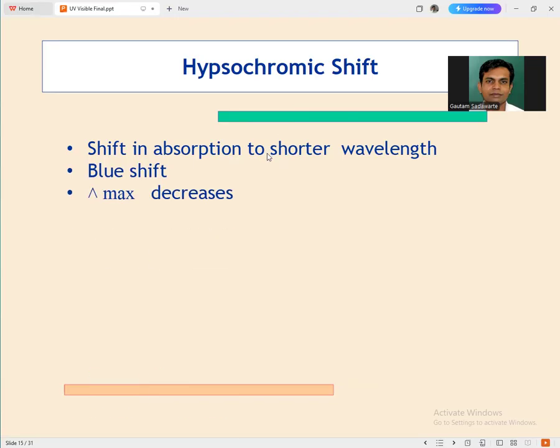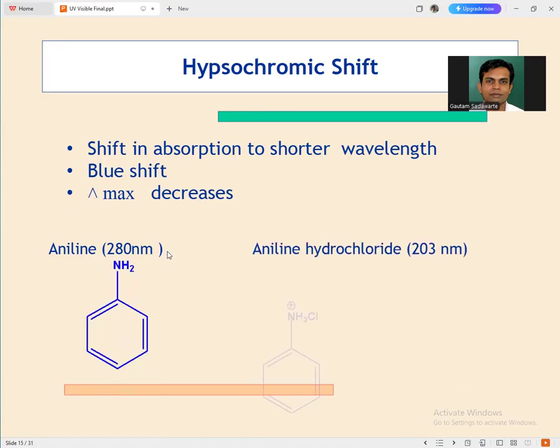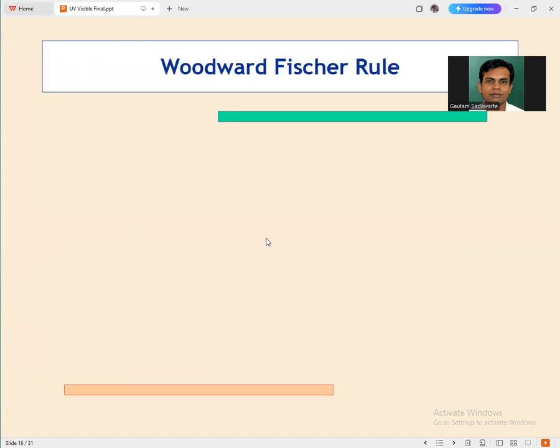In this case, the lambda max value goes on decreasing. If you see aniline, it shows absorption at about 280 nanometers. But if you mix aniline with HCl, it gets converted into aniline hydrochloride, and the wavelength goes on decreasing. It is 280 in aniline and 203 nanometers in aniline hydrochloride.